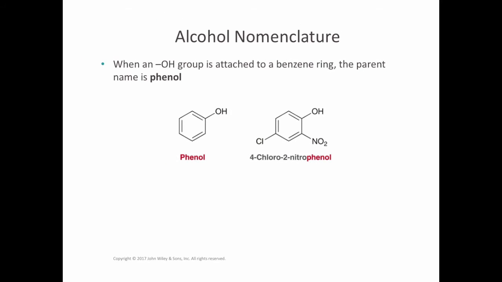When an OH is attached to a benzene ring, the parent name is phenol. And then if you have additional substituents, you would number so that the first substituent gets the lowest possible number. So this becomes 4-chloro-2-nitrophenol, because an NO2 group is a nitro group.